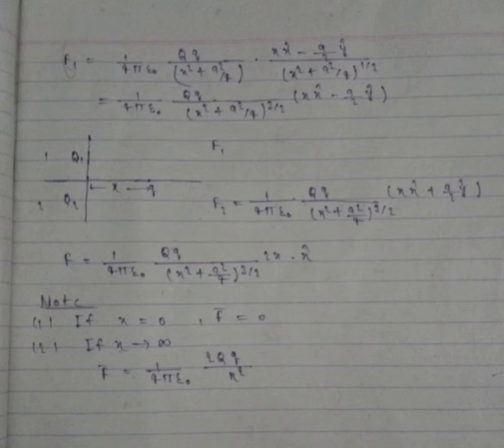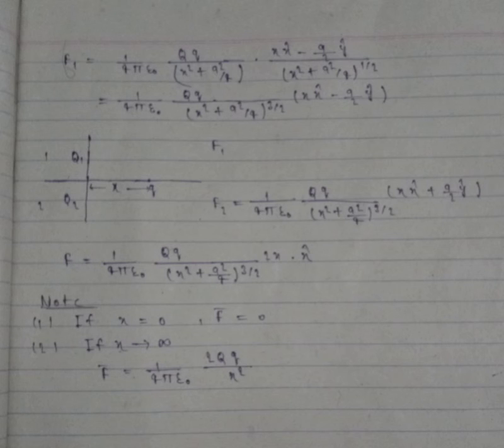and I get the net force is equal to 1 over 4 pi epsilon 0 q over x square plus a square by 4 raised to 3 by 2. Notice that these parts will cancel. One is positive sign, one is negative sign. So, times 2x x. That is the answer.